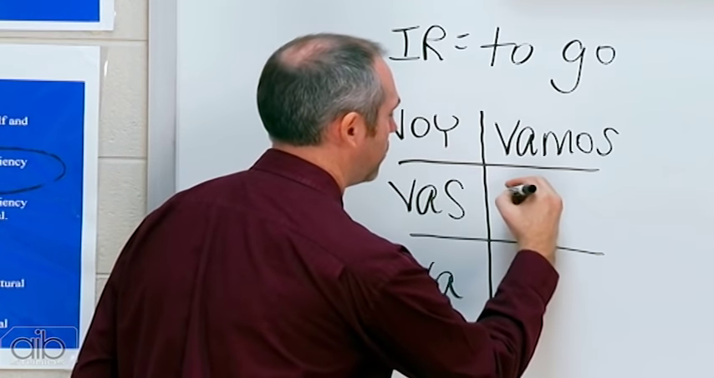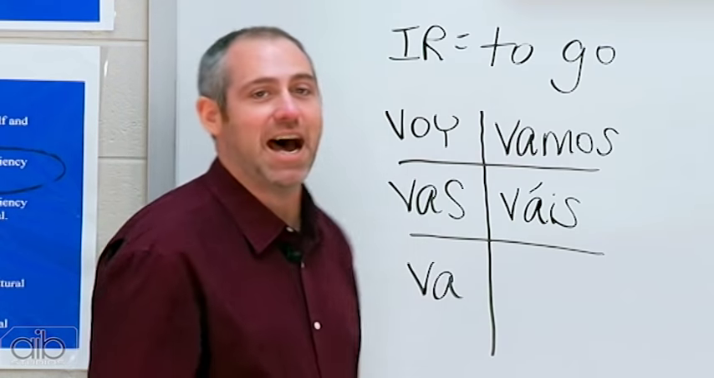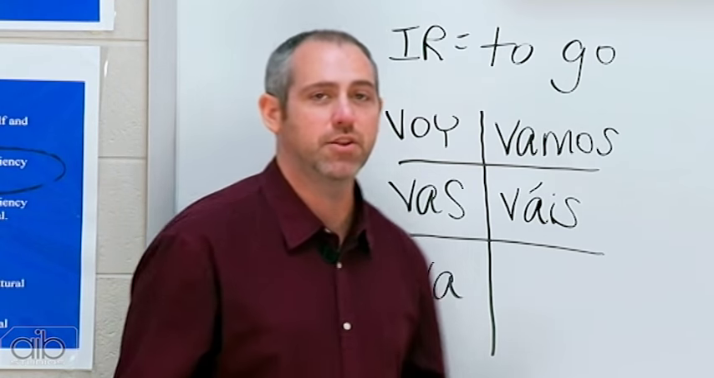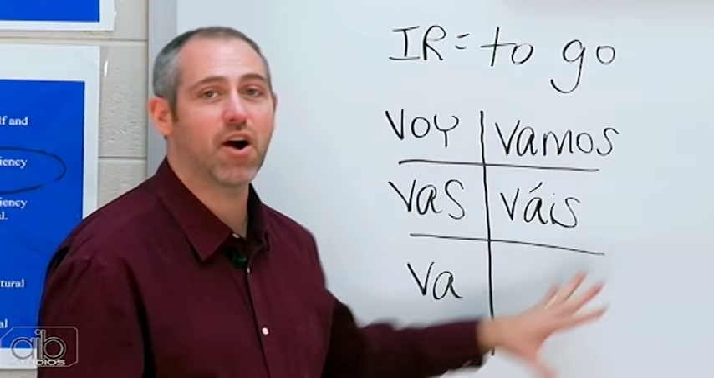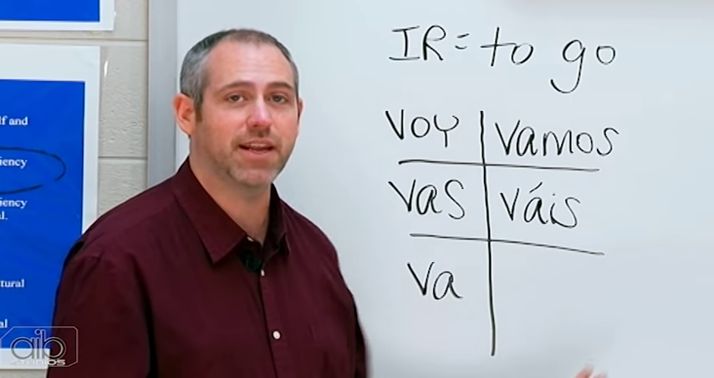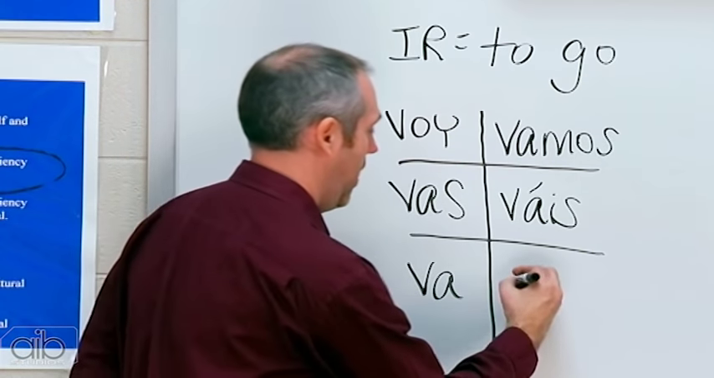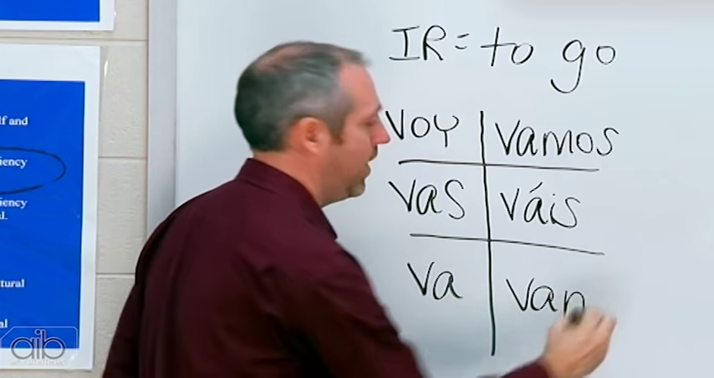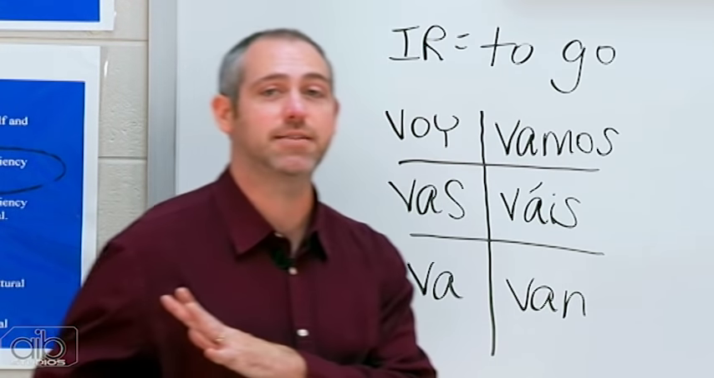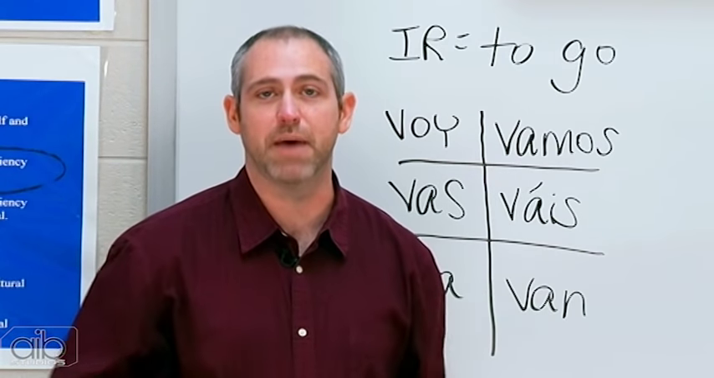Now, our vosotros form is going to follow the same eis, just like our AR ending. Notice we're starting to put AR endings on it, right? You start noticing these are the actual AR endings, except for this one. He's the troublemaker. Okay, now, over here we have van. They go, ellas van, ellos van. You all plural go, you go, ustedes van.